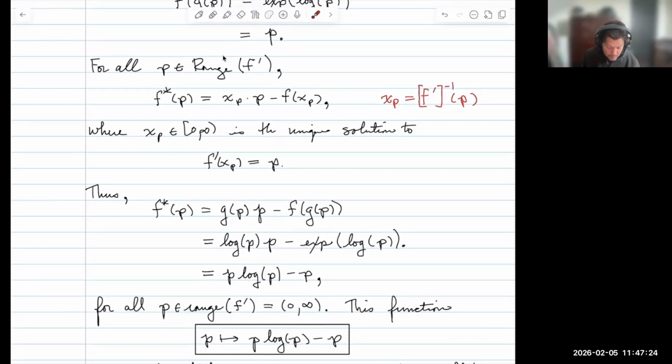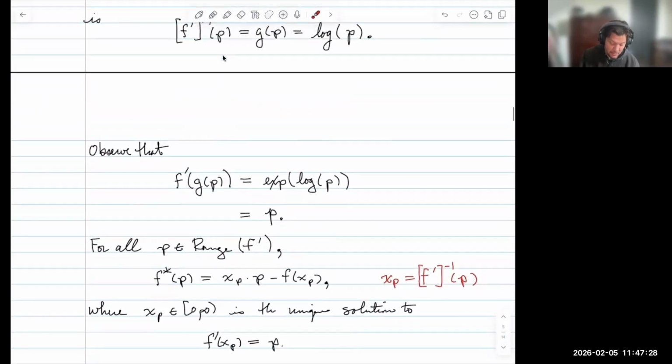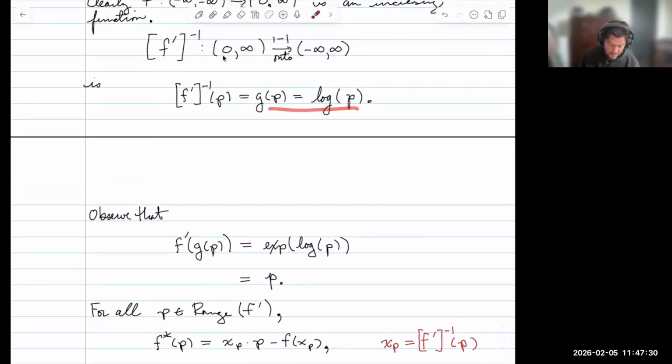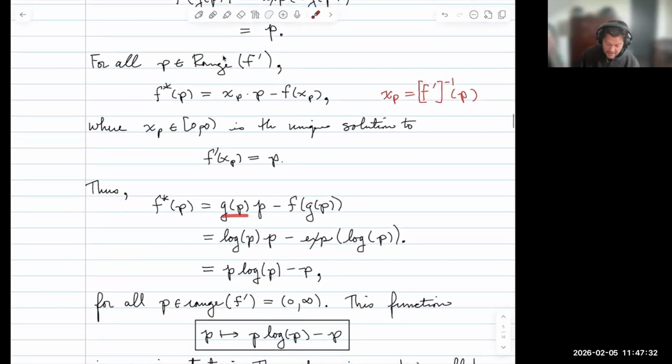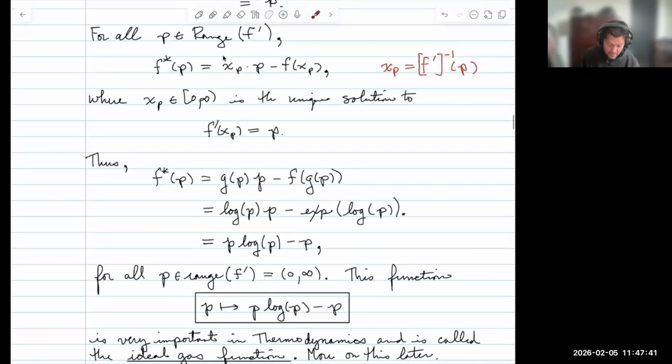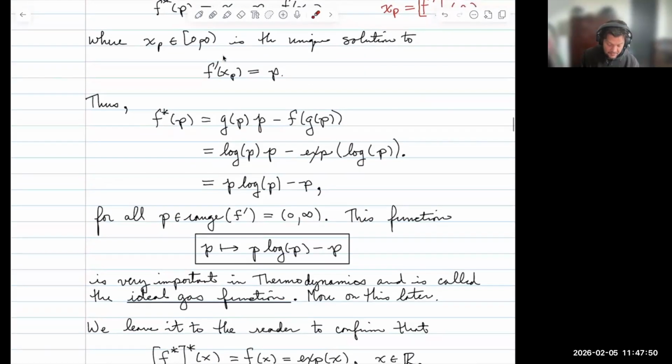So f star of p is just going to be g of p. That's just the label I gave to the inverse function to keep things from getting too messy. I didn't want to write this again and again, so I called it g of p above. g of p times p minus f of g of p. Well, this just gives log of p times p minus the exponential of log of p. That's just equal to p. And so this gives us a nice clean formula for the Legendre transform of the exponential function.